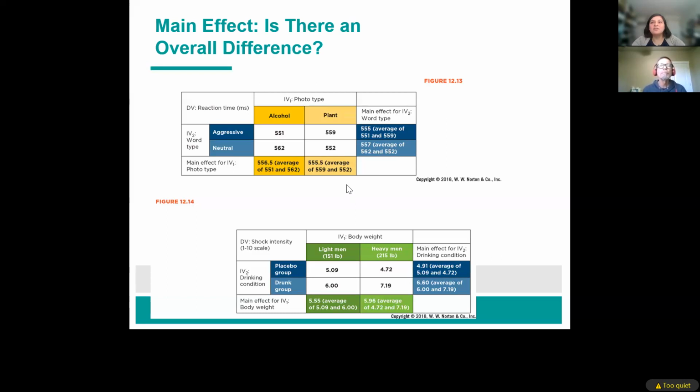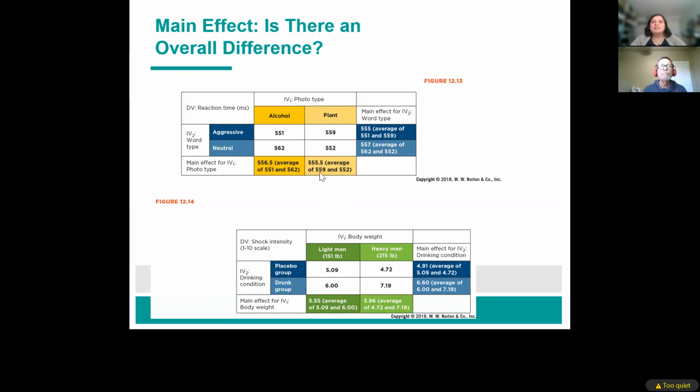Okay. And now the second main effect that we're going to be looking at is the main effect of phototype. So now we're saying among those in the alcohol condition, I don't care if they saw aggressive or neutral words, just overall, those in the alcohol condition, how fast did they respond to the words? So here we have 551 plus 562, so we have an average of 556.5. Among those in the plant condition, irrespective of whether they saw aggressive or neutral words, how fast did they respond to words? We have a 555.5, which is the average of 559 and 552.